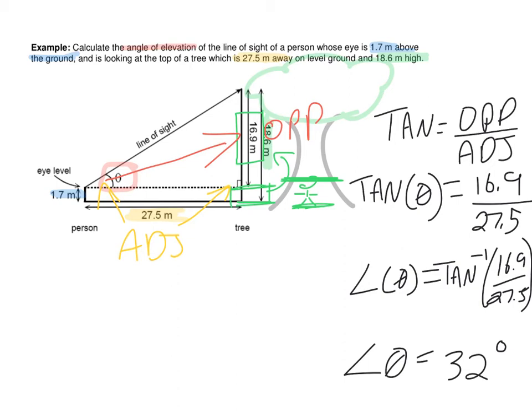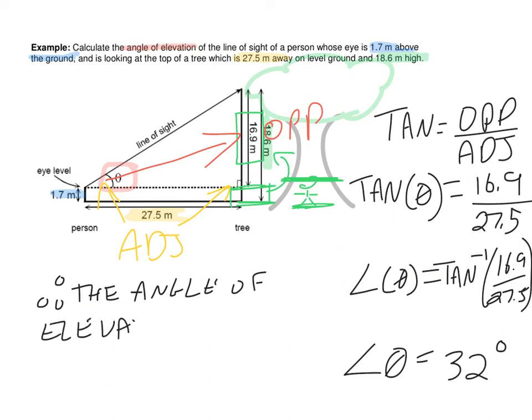And now, just to finish it off, we need to remember that each of these word problems needs a therefore statement. So, therefore, the angle of elevation is 32 degrees.